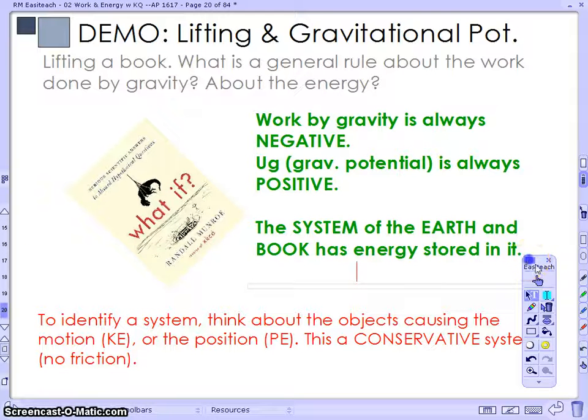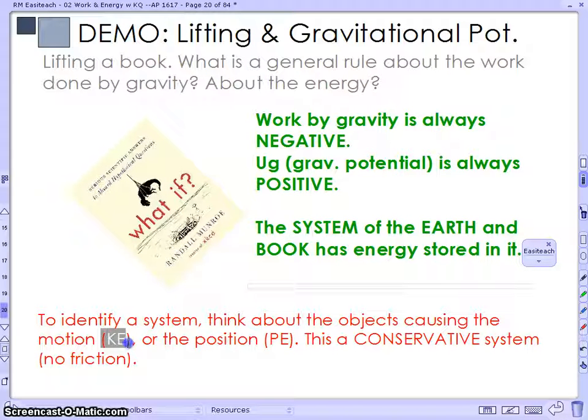You want to think about what's involved, the objects that are causing the motion, and that the motion that's being caused is kinetic energy and the position is potential energy. This begs a question which we're going to debate and discuss later: well, wait, what kind of energy was gained? I'm saying potential energy because the book is moving very slowly and stops.